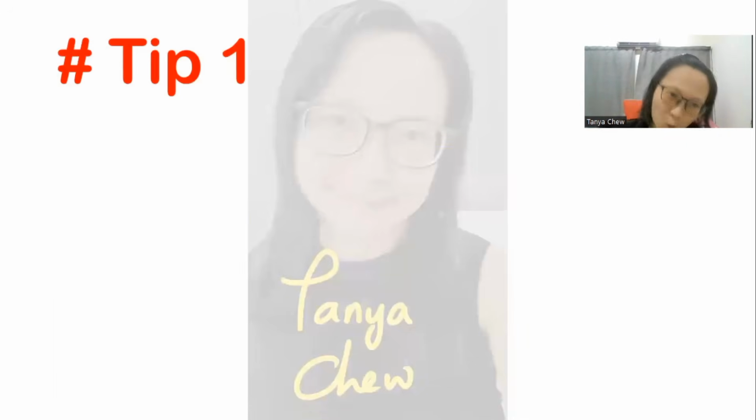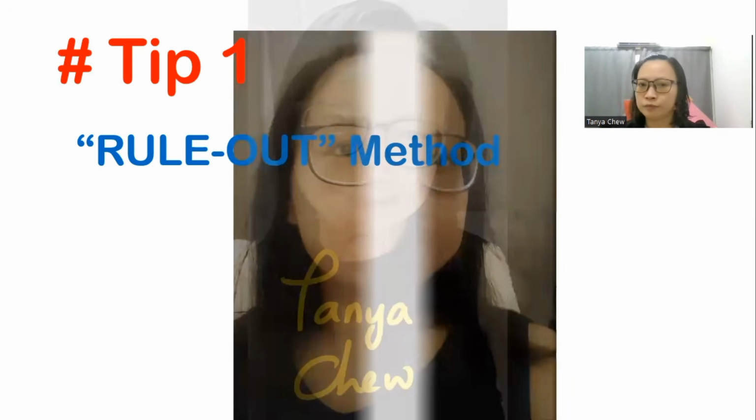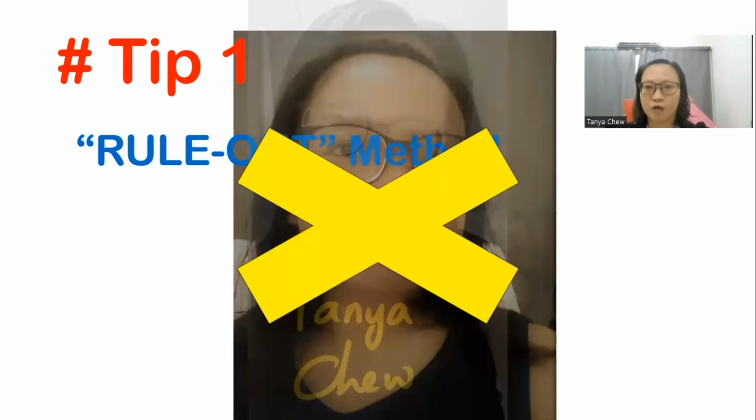Tip number 1, I call it the rule out method. What is this? It is putting the big cross on the choice or the choices that you have confirmed are wrong, not the answer. How do you do this?